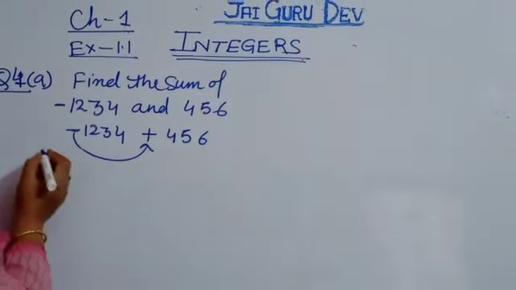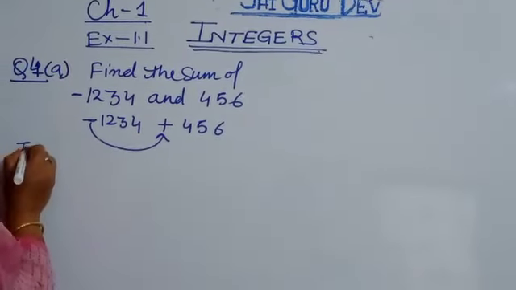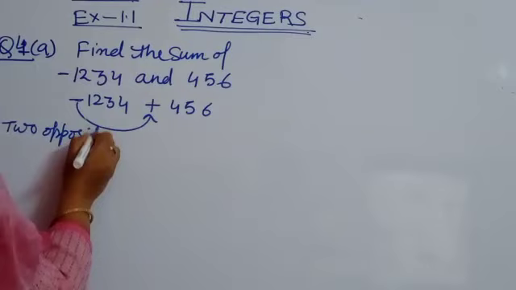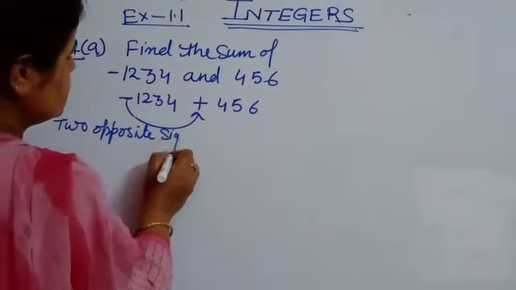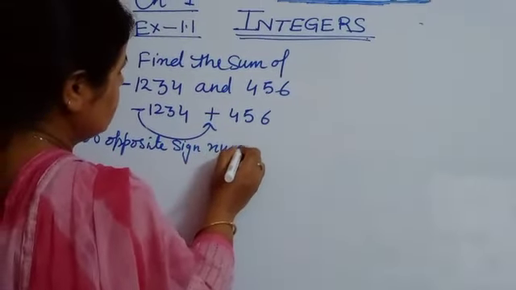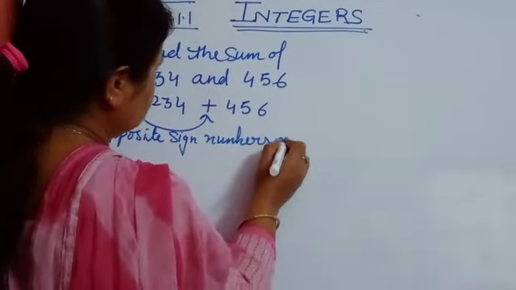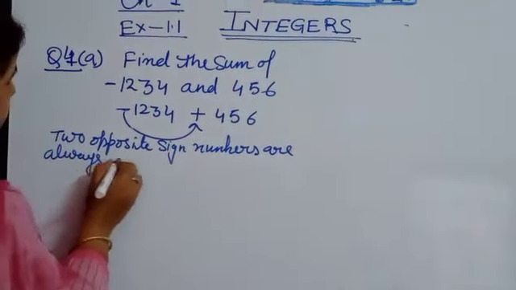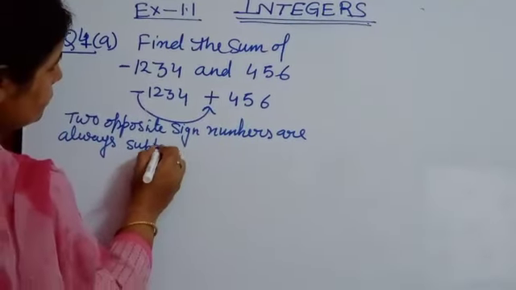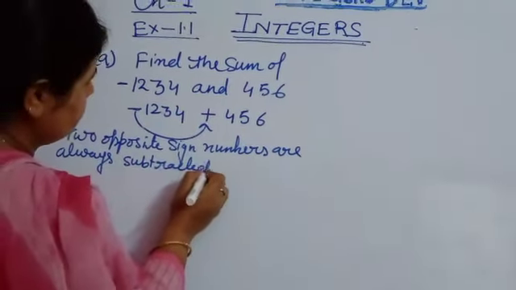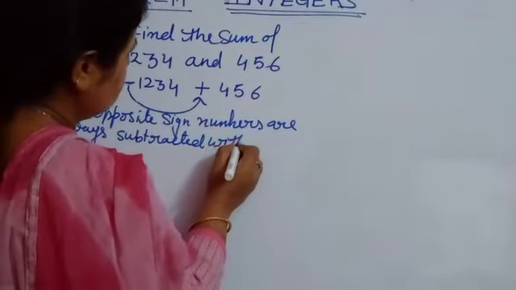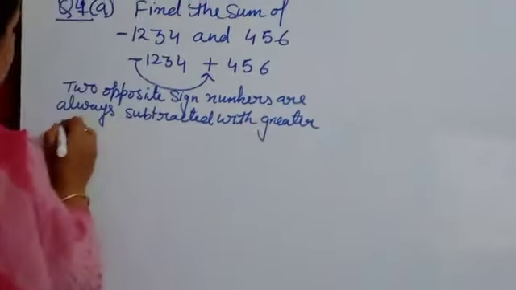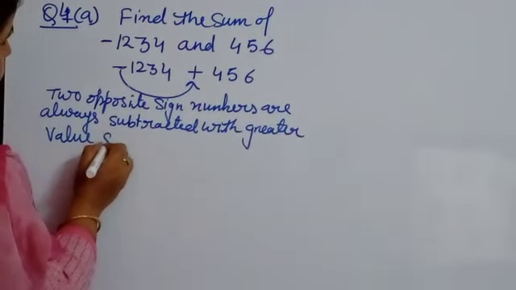Okay. What will we write? Two opposite sign numbers are always subtracted with the greater value sign. Greater value sign.